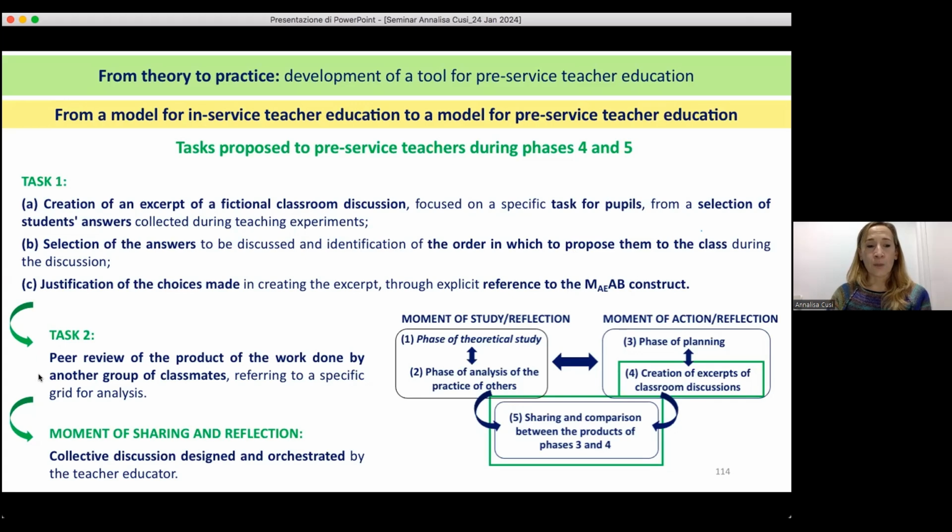In a subsequent phase, pre-service teachers are asked to peer review the product, that is the excerpt from a fictional classroom discussion written by another group of classmates, and they have to refer to a grid of analysis that is provided to them. And then there is a moment of sharing and reflection during which the teacher educator designs and orchestrates a collective discussion with pre-service teachers.